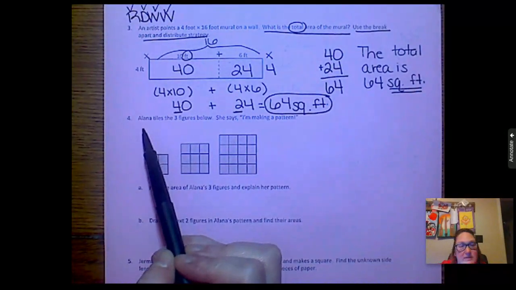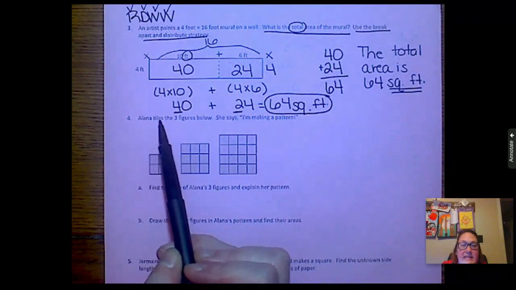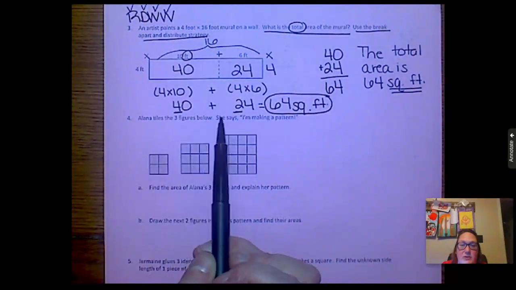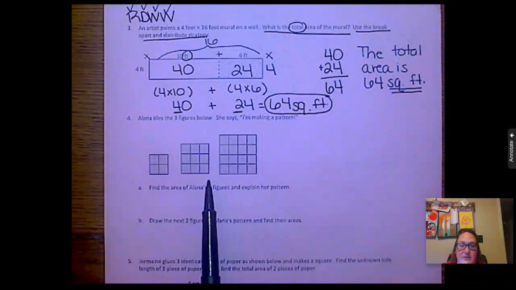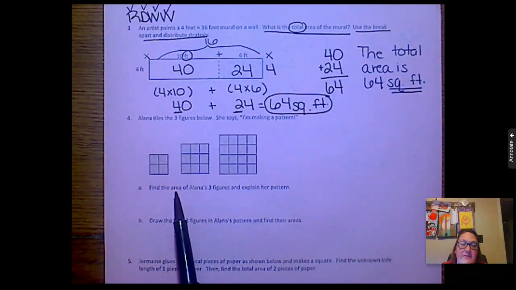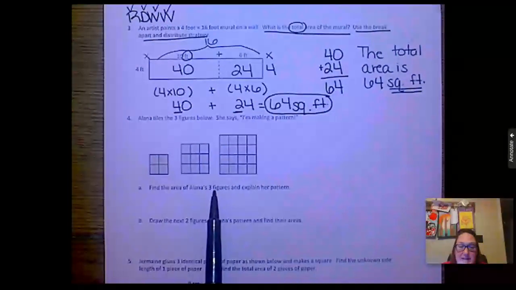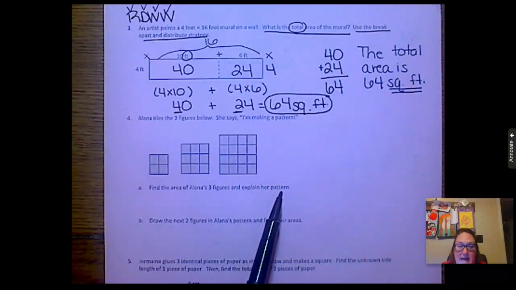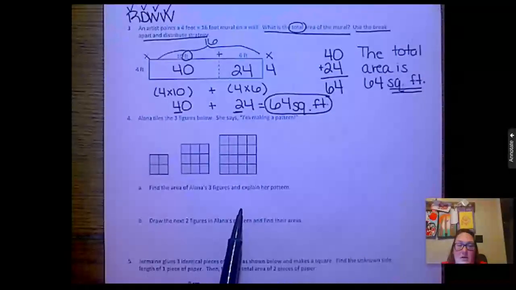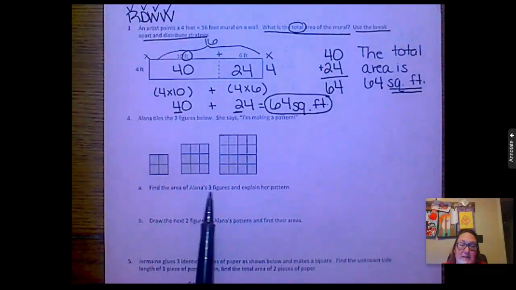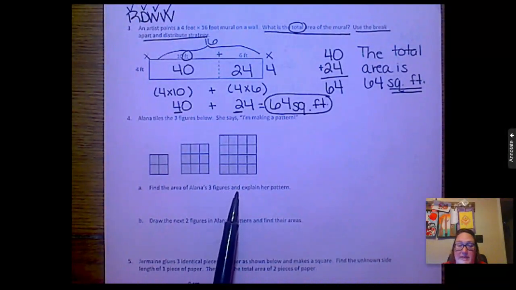So Elena, ready? Elena tiles the 3 figures below. She says, I'm making a pattern. 1, 2, 3, there's her 3 figures. And it says to find the area of Elena's 3 figures and explain her pattern. And then for part B, we want to draw the next 2 figures in Elena's pattern and find their areas. So first of all, it says to find the area of Elena's 3 figures and explain her pattern.